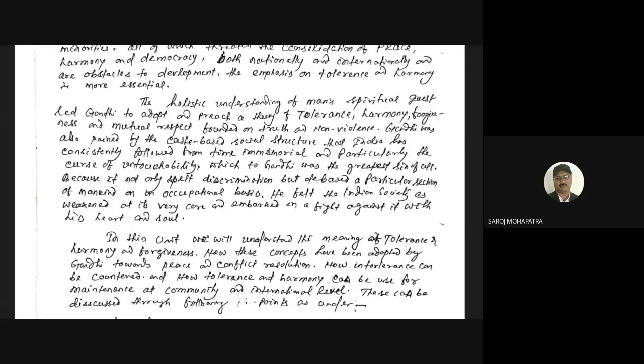Gandhi was also pained by the caste-based social structure in India that has constantly followed from time immemorial, and particularly the coercion of untouchability, which he had seen in South Africa and also in his own state, which to Gandhi was the greatest sin of all.